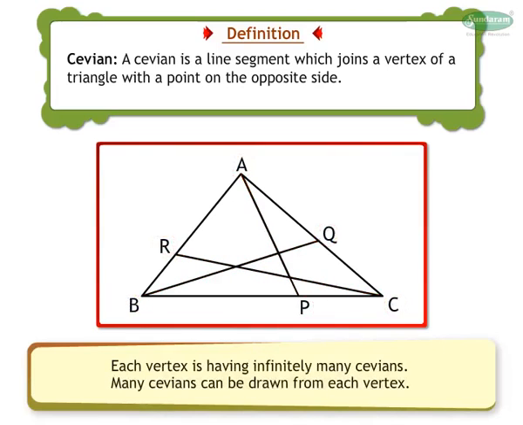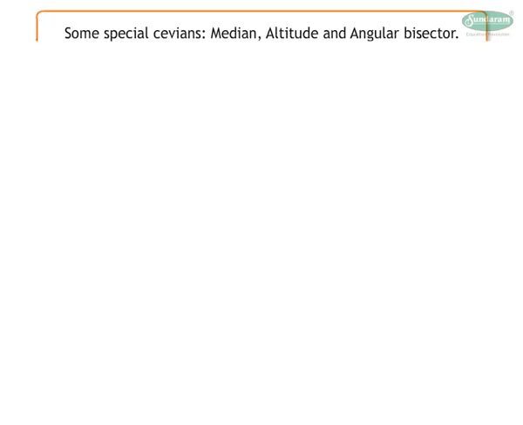Each vertex is having infinitely many cevians. In other words, many cevians can be drawn from each vertex. Some special cevians. Some cevians have specific names such as median, altitude and angular bisector.